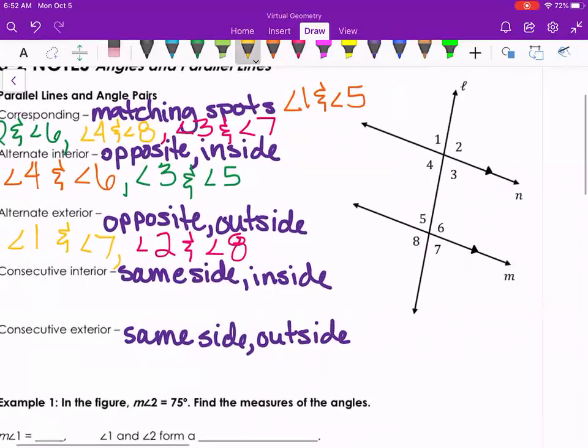So again, consecutive interior, same side of the transversal in between the parallel lines. So let's start with one inside those parallel lines. Let's start with 3. 3 is on the right side of my transversal. I need something that's on the right side as well. So that's 2, 6, and 7. 2 is out because it's a linear pair. 6 is my other option. 7 is out because it's exterior. So 3 and 6.